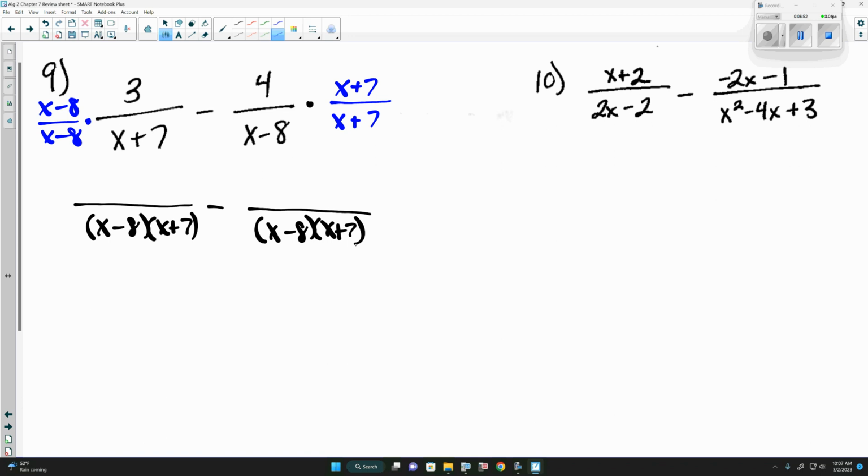Now the numerators, we are going to have to combine like terms. We're going to have to actually subtract them. Since we are going to subtract them, we do need to distribute. 3 times x is 3x. 3 times negative 8 is negative 24. Here we're going to distribute the 4. 4 times x is 4x. 4 times 7 is plus 28.